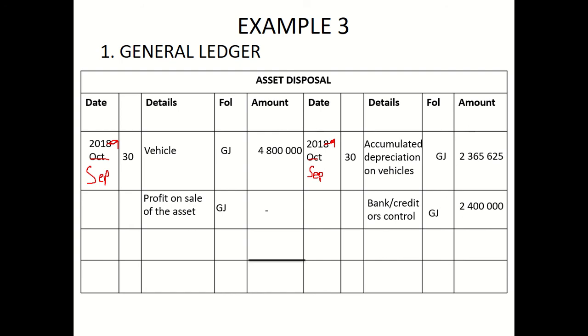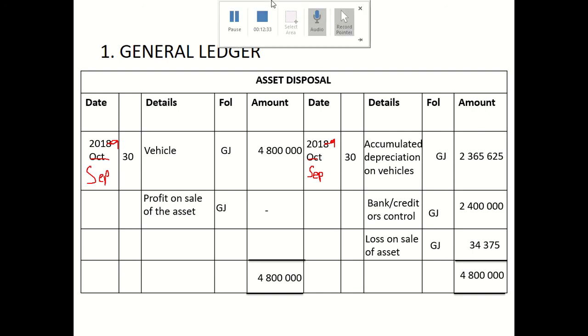And then you've got a loss. Your loss in this case, guys, will be 34,375. And then you balance it off, and that's it, guys. Okay. The next thing we're going to be doing is equipment.